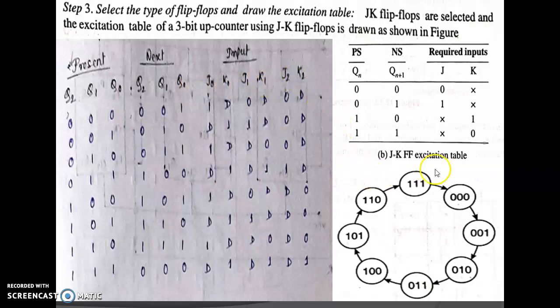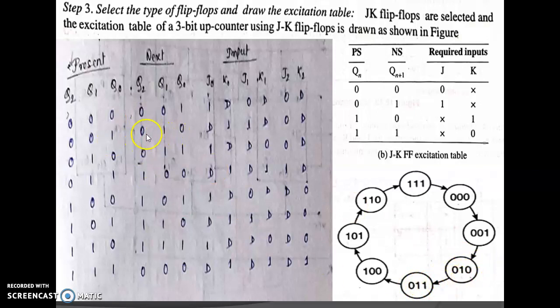First we look at the state diagram. We start counting in 0 state, that means here. So this is the present state, that's why we put the value in present state 0, 0, 0. So the next state is 0, 0, 1. Next step, 0, 0, 1 is the present state. So the next state is 0, 1, 0.